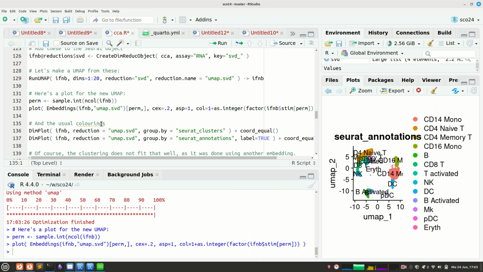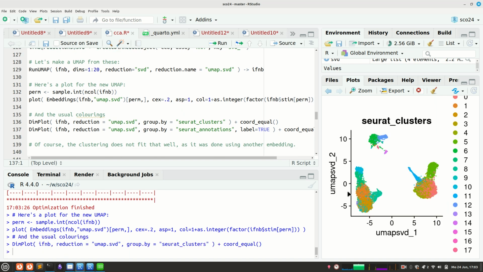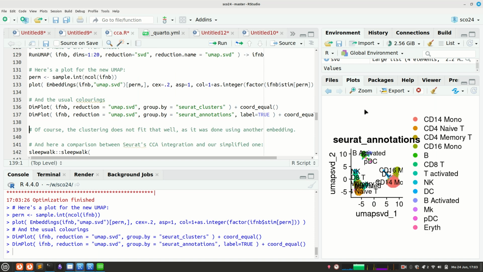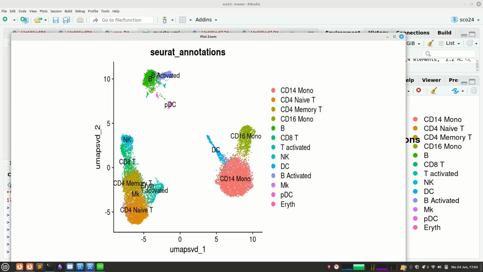I plot this again as before. I need to shuffle my cells, and we see again we get a nice agreement. It isn't exactly the same UMAP as what Seurat got, but it's reasonable. So for example, let's first look at this one. Here I can put the cell type annotations, and as you can see, it works.